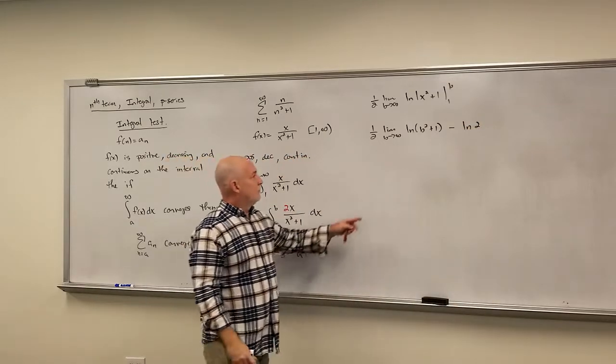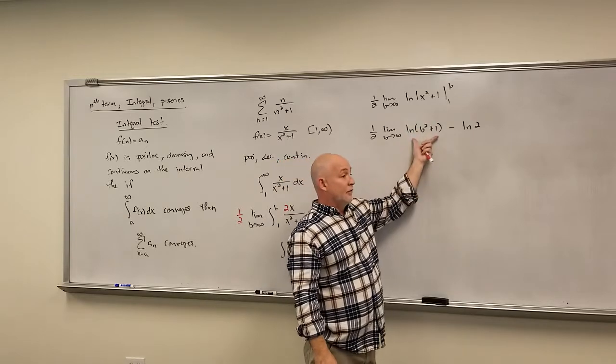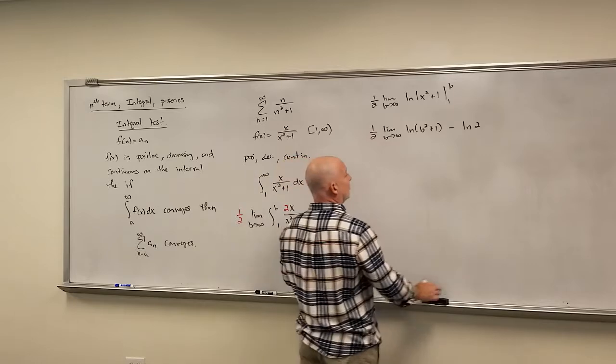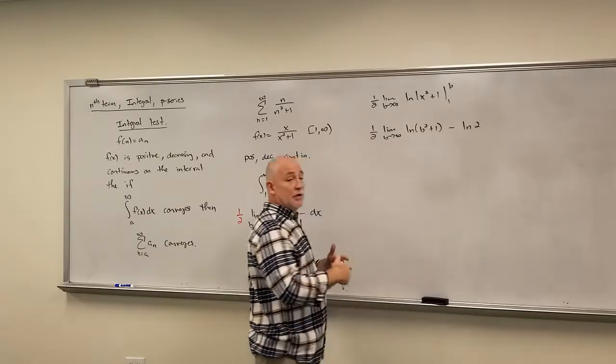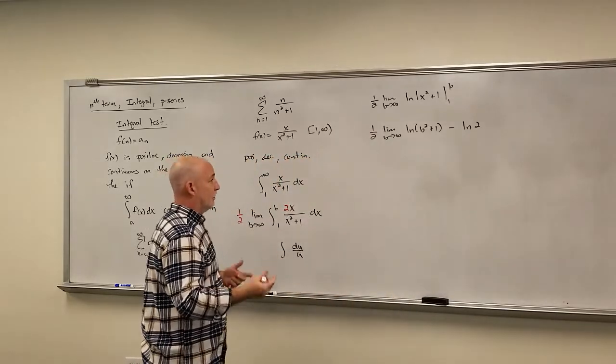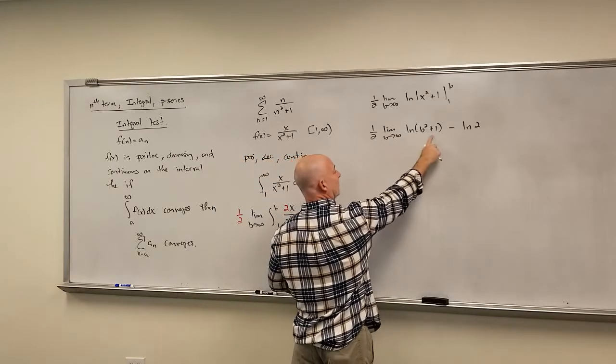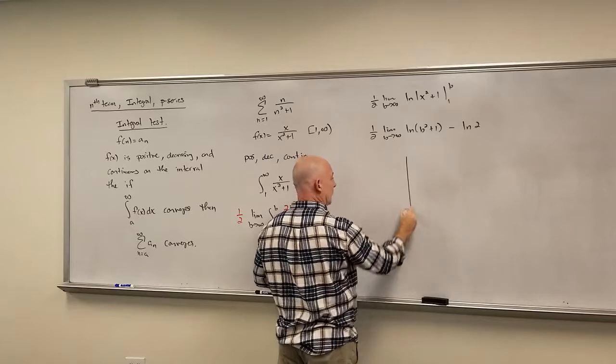Now I changed from absolute values to parentheses because that's always positive, so I don't need those. All right, so what happens to this as we go out to infinity? Well, the natural log of 2 is some number. Small number, like 0.6 something, I think. So what happens to the natural log as the values you plug in get bigger and bigger and bigger?